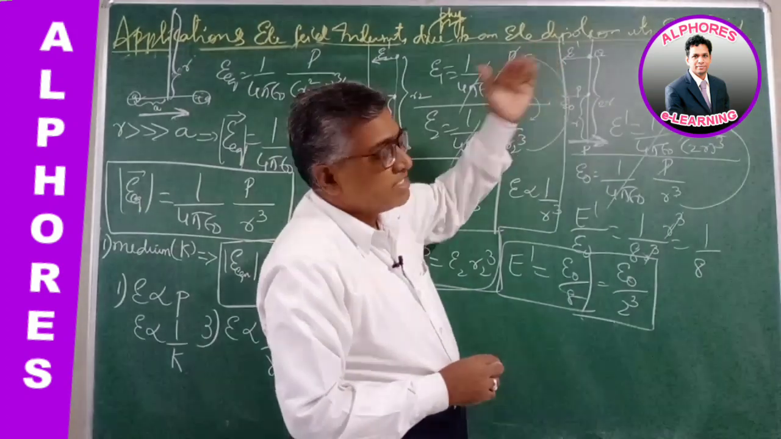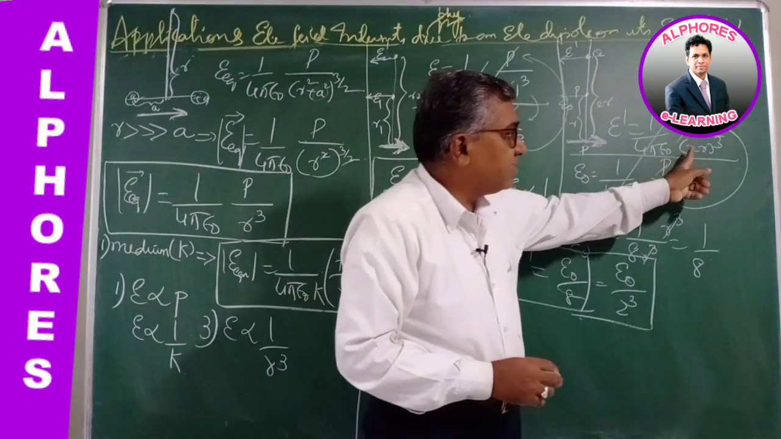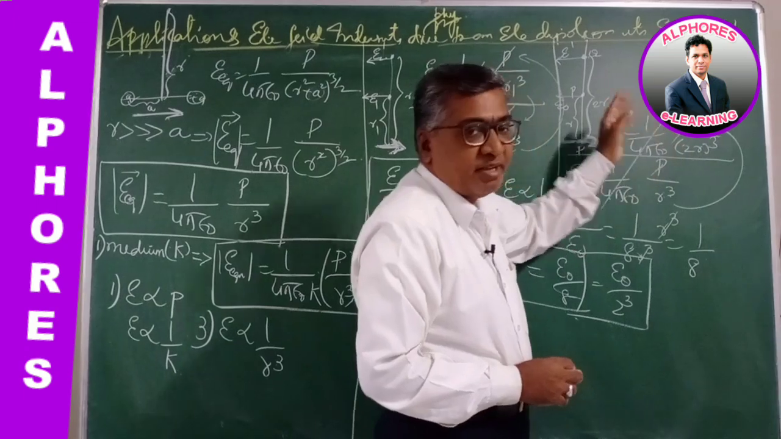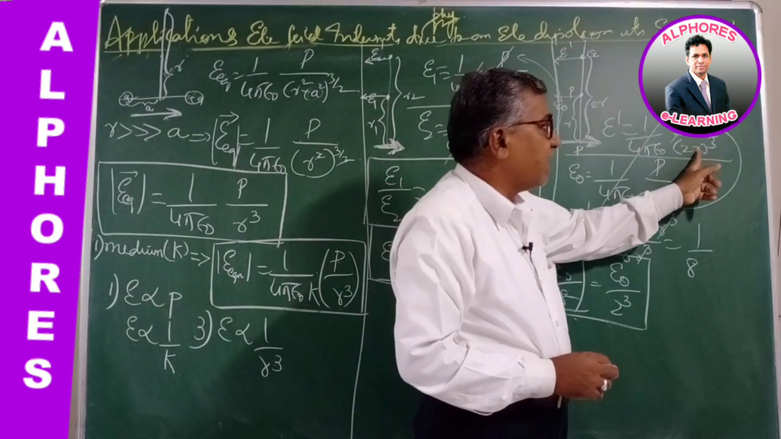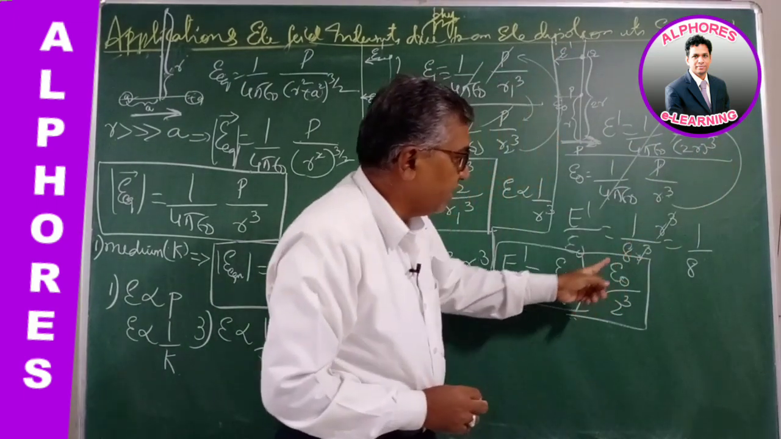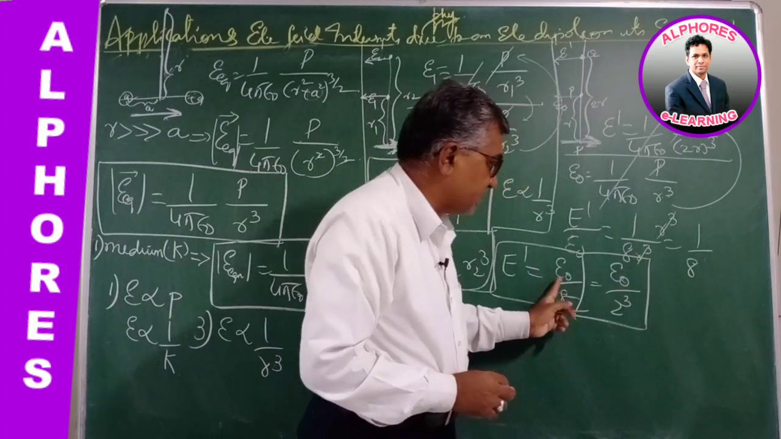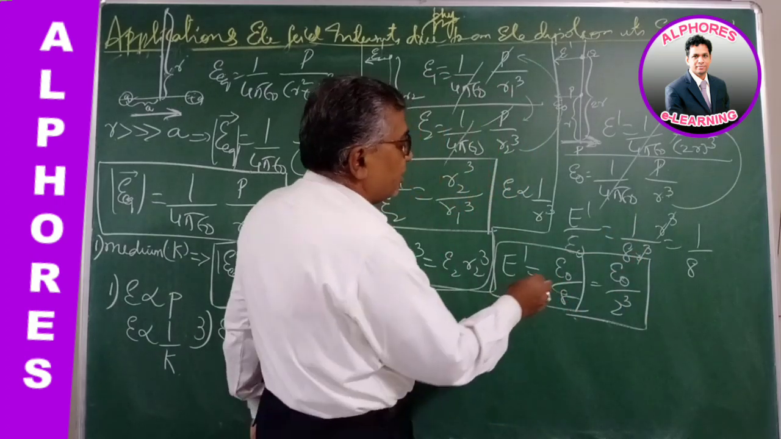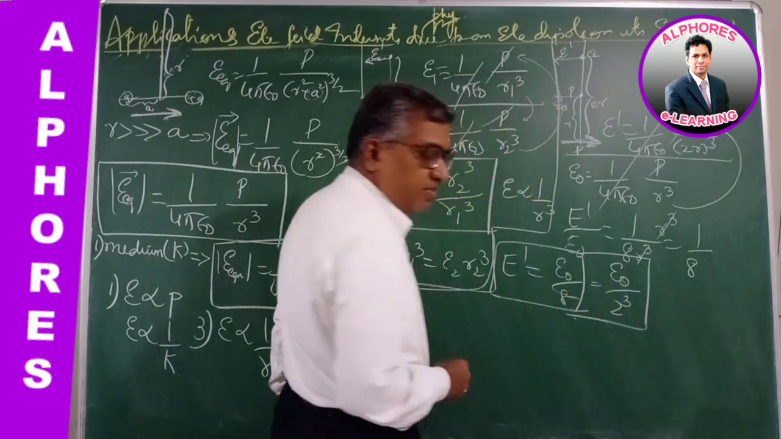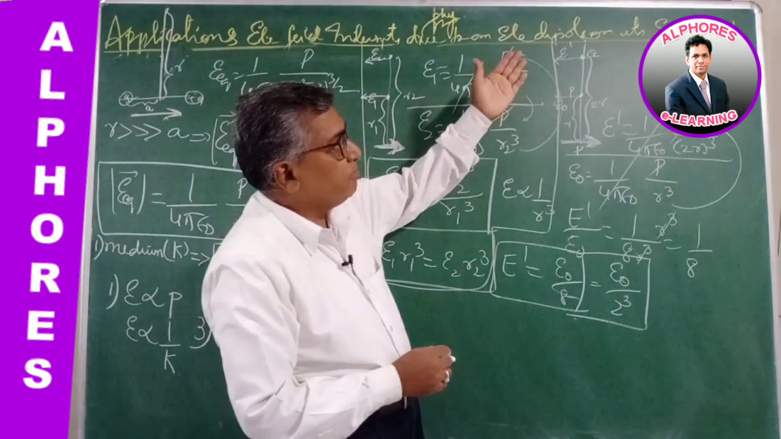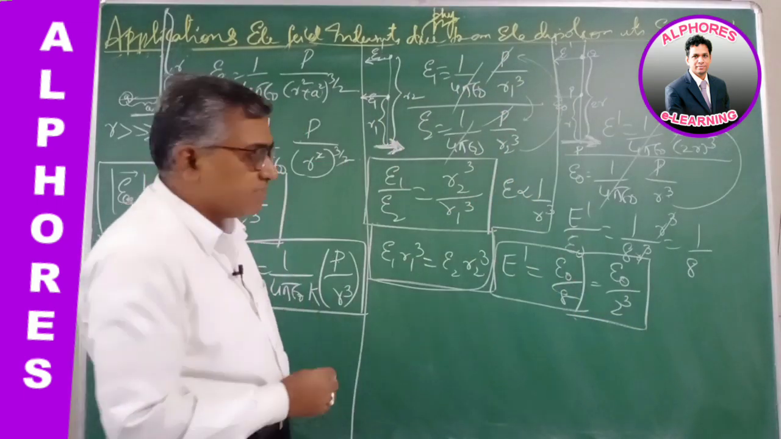Similarly, if the distance is tripled, 3 times, then it is (3r) whole cube. E dash will be, distance is 3r, it is (3r) whole cube. So it will be 1 by 3 cube, that is E naught by 27. Then it will be E naught by 3 cube, 27. Had the distance been 4 times, 4 cube, it decreases 4 cube.